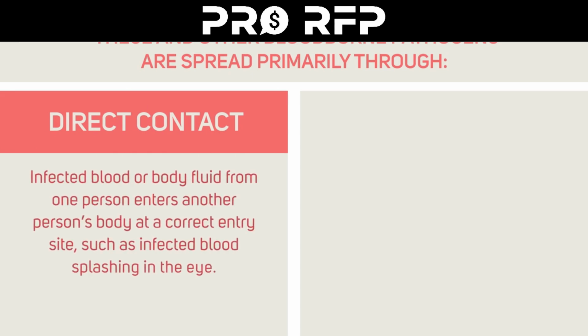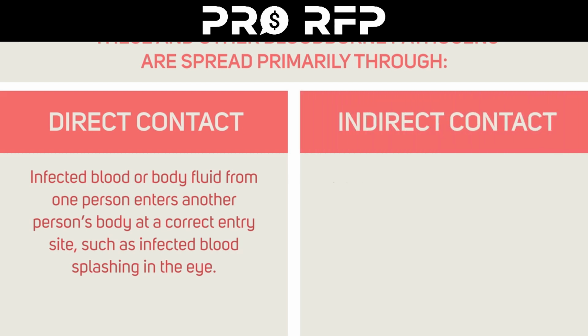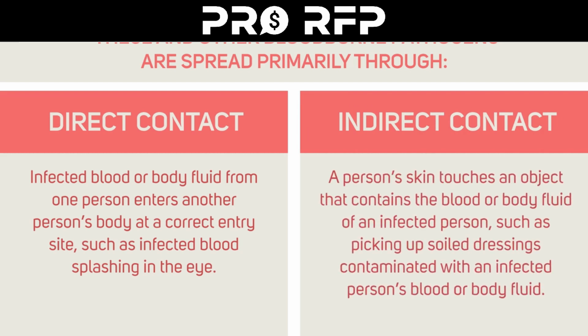Infected blood or body fluid from one person enters another person's body at a correct entry site, such as infected blood splashing in the eye. Indirect contact: a person's skin touches an object that contains the blood or body fluid of an infected person, such as picking up soiled dressings contaminated with an infected person's blood or body fluid.